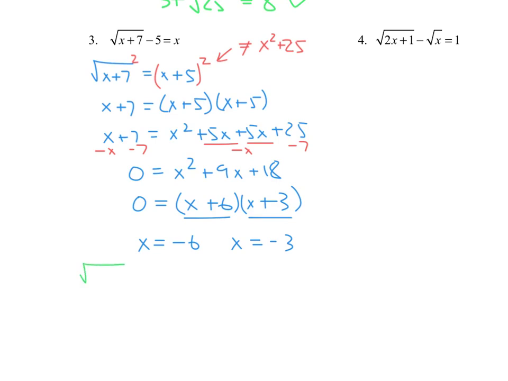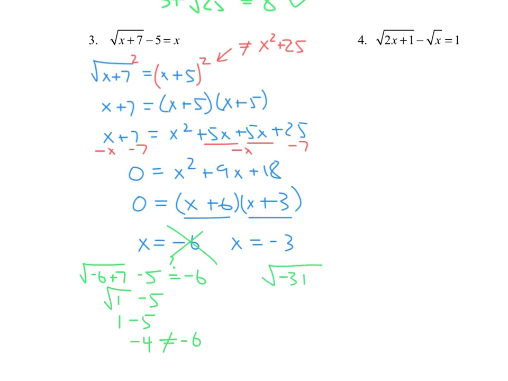I take negative 6, I plug it into the original equation, and see, is it equal on both sides? Does negative 6 satisfy the equation? Negative 6 plus 7 is 1, so square root of 1 minus 5 is 1 minus 5, and 1 minus 5 is negative 4, which does not equal negative 6. So this is an extraneous solution. It doesn't work.